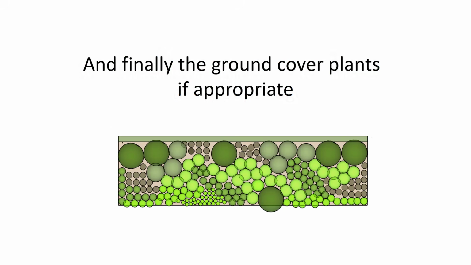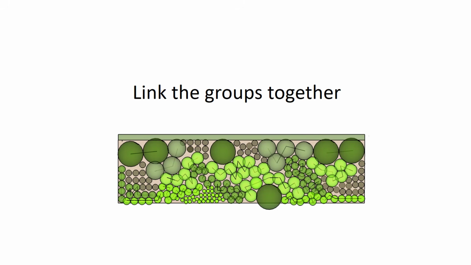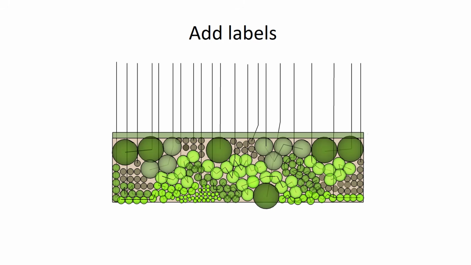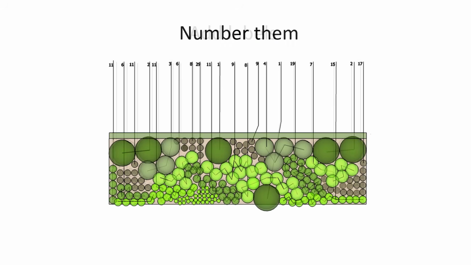Don't forget to link the groups together to indicate the plants are the same variety. In this way, you'll only have to label them once. Once you've done this, you can add labels to the groups, making sure you try to space them as evenly apart as possible, and remember to leave room between the lines to write in the plant names and numbers.